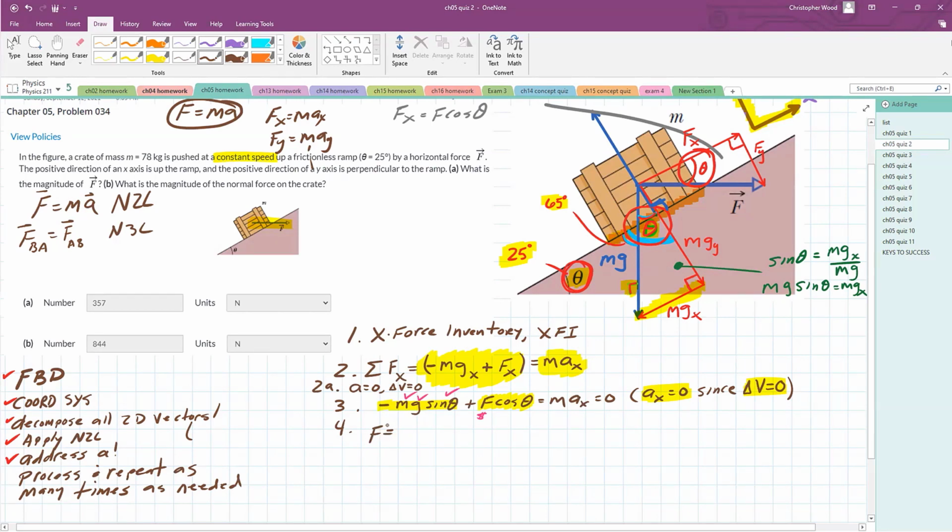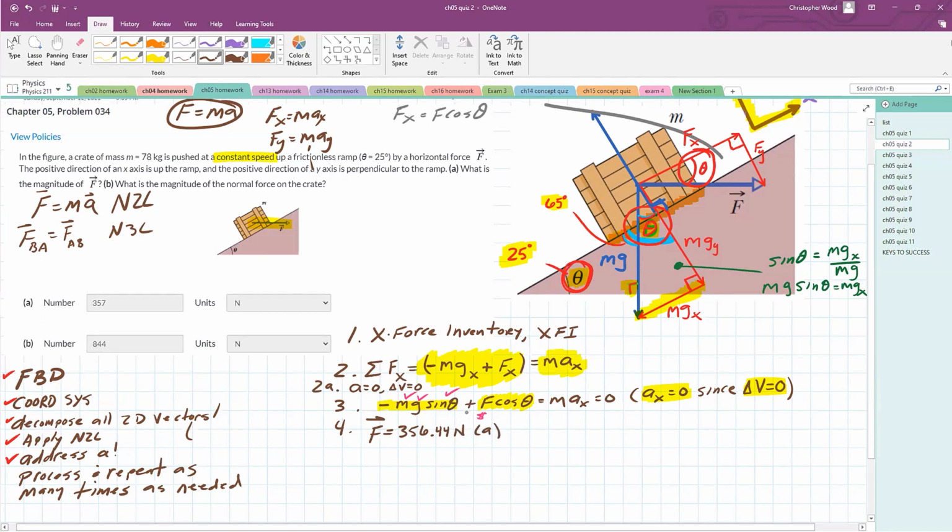MG, 78 times 9.8, times tan of 25. Oh, turn on the calculator. 78 times 9.8. Okay. So done. F equals 356.44 newtons. That's the answer to part A.